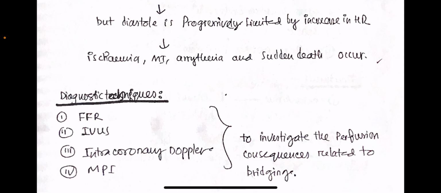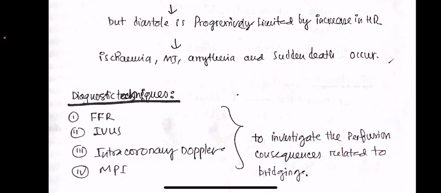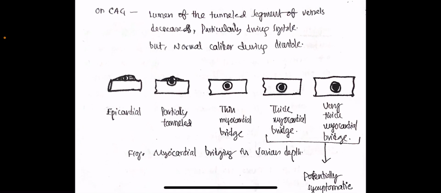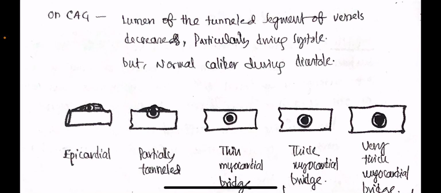Diagnostic techniques: FFR, IVUS, intracoronary Doppler, MPI, to investigate the perfusion consequences related to bridging. On coronary angiogram, the lumen of the tunneled segment of the vessel is decreased, particularly during systole, but is of normal caliber during diastole.